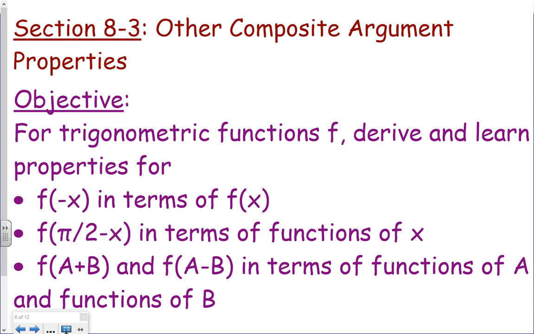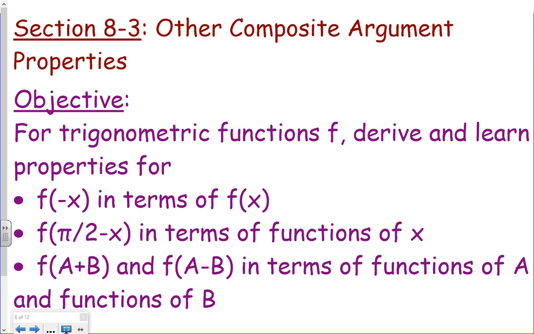All right, open up your book to section 8-3. We're on page 397 in your book, and the title of this section is The Other Composite Argument Properties. The objective for this section is for trig functions f. We want to derive and learn the following properties.